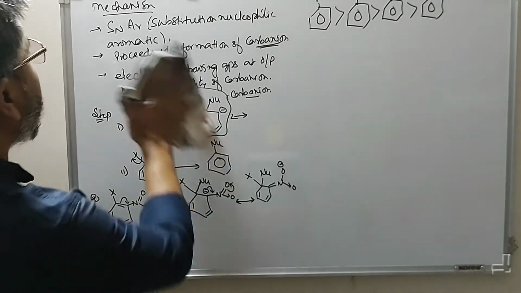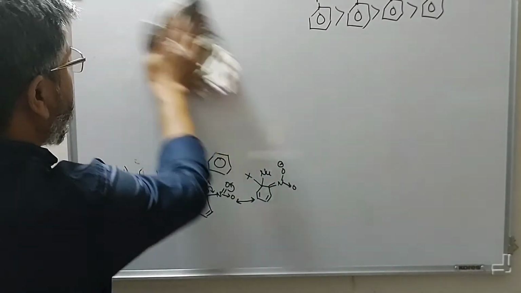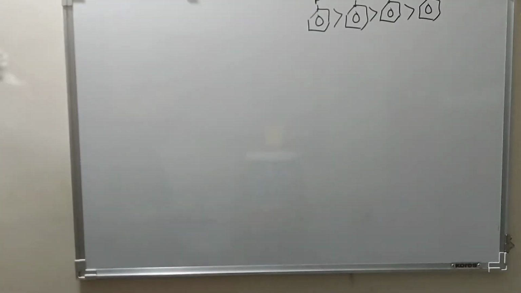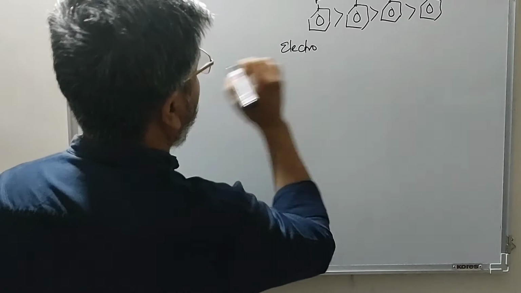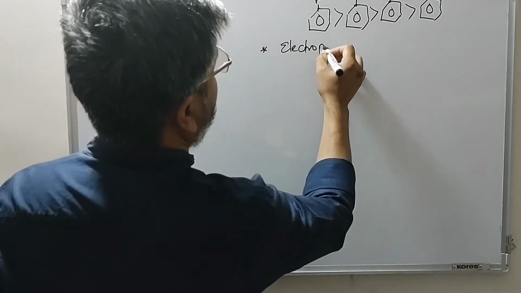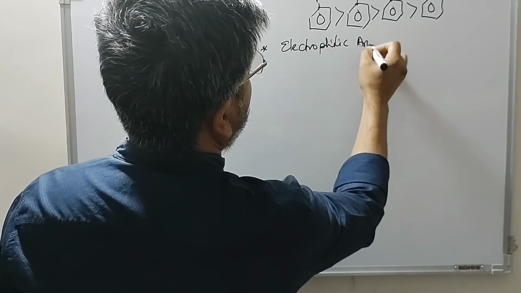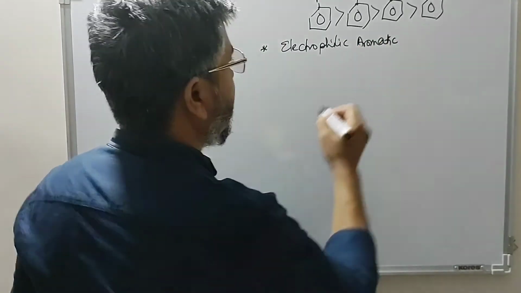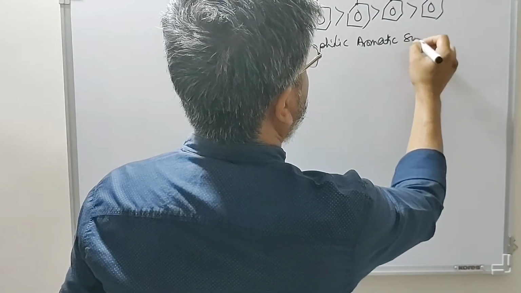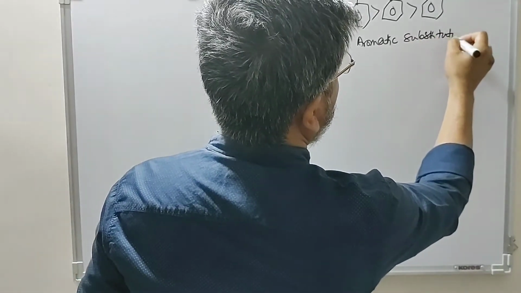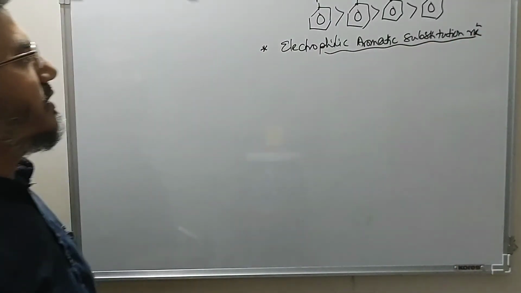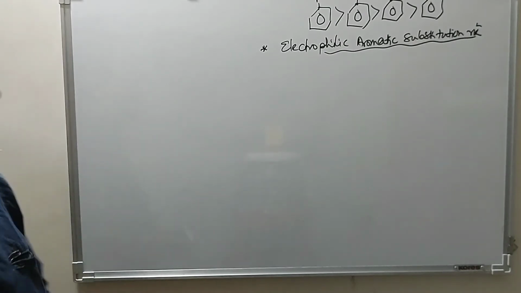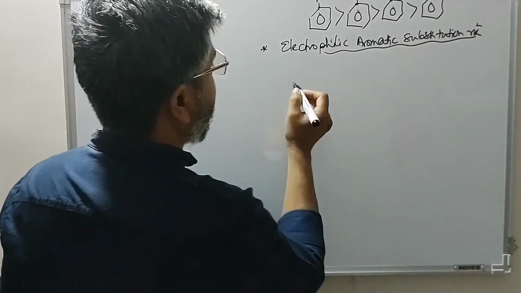Then we have one of the most important reactions of this halobenzene, that is the electrophilic substitution reaction. Next reaction is electrophilic aromatic substitution reaction. Electrophilic aromatic substitution reactions of benzene and substituted benzenes.